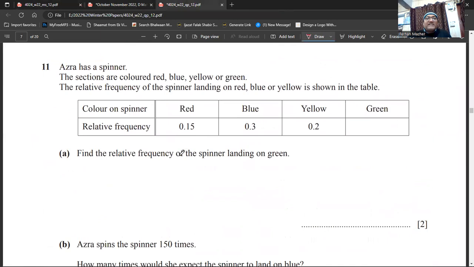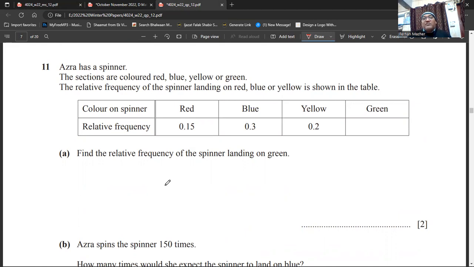Question number 11. He says, Azra has a spinner. The sections are colored red, blue, yellow, or green. So there are 4 colors. The relative frequency of the spinner landing on red, blue, or yellow is shown in the table. Okay. So red is 0.15, blue is 0.3, yellow is 0.2. The maximum relative frequency is 1. The total relative frequency is 1.